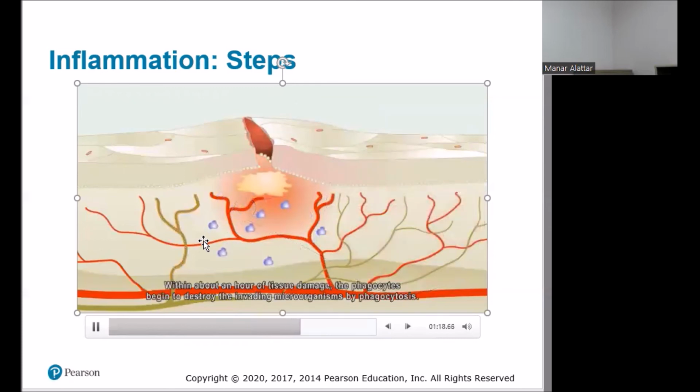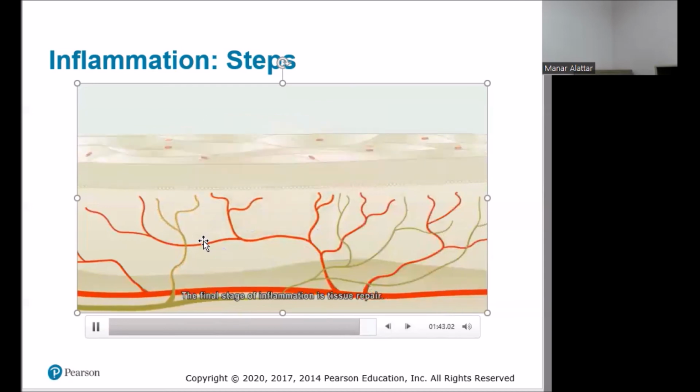Within about an hour of tissue damage, the phagocytes begin to destroy the invading microorganisms by phagocytosis. After engulfing large numbers of microorganisms and damaged tissue, the phagocytes die, forming pus. Other components of the blood lead to the formation of blood clots, which seal off the site of injury. The final stage of inflammation is tissue repair. The increased delivery of nutrients and oxygen from vasodilation aids in this process.